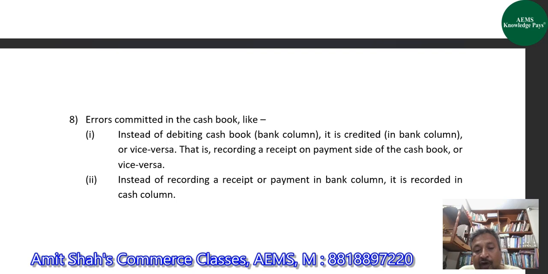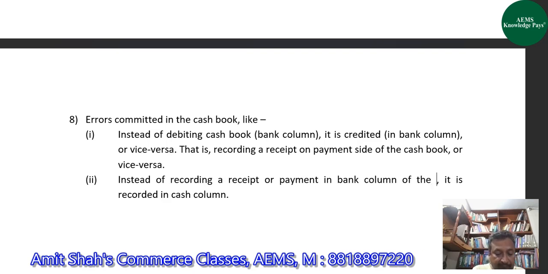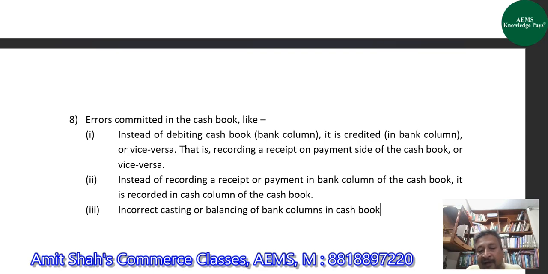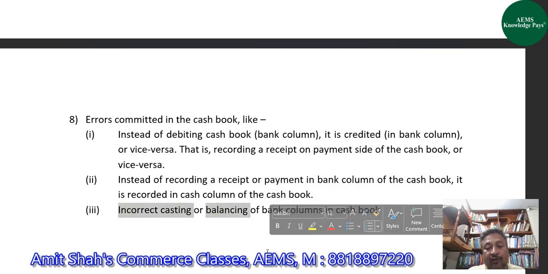There's another mistake. Instead of recording a receipt or payment in the bank column of the cash book, it is recorded in the cash column of the cash book. Then there is incorrect casting or balancing. You know what casting is? Casting means totaling. So at the end of every month, we have to total both sides of the bank column in the cash book so that we can know the balance of bank. So either that goes incorrect or the balancing at the end goes incorrect.